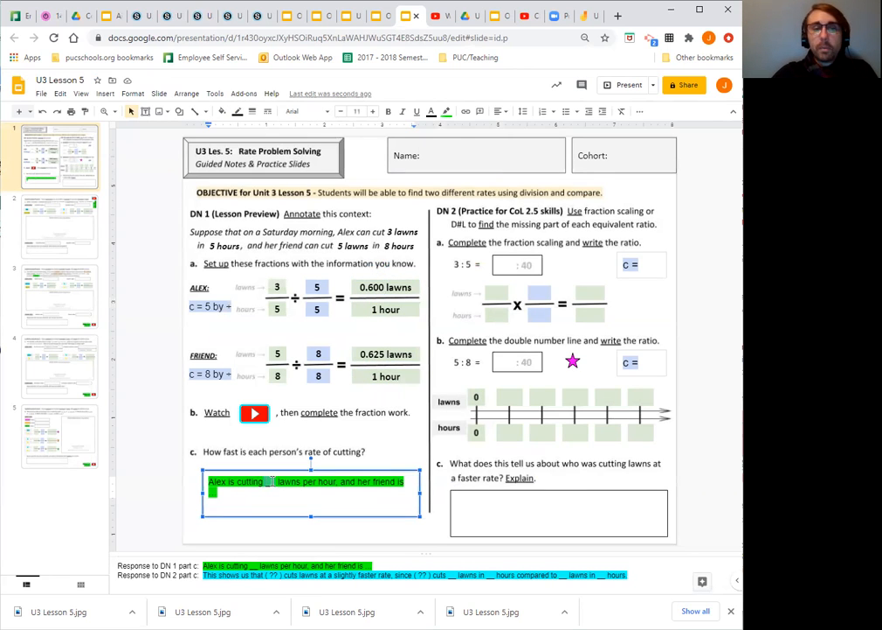So go ahead and type in how many lawns per hour Alex is doing. Make sure you keep the decimal. And then same for Alex's friend.